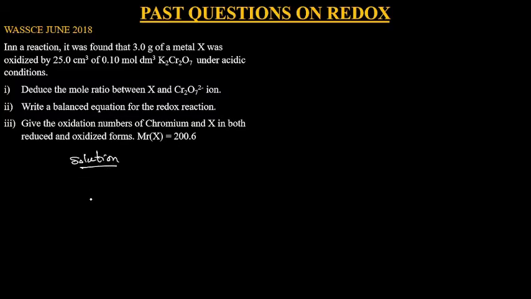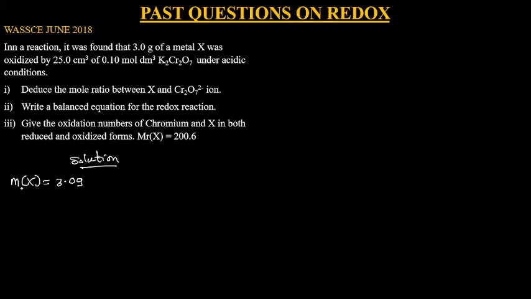All right, now let's take note of the things we have there. We are given the volume of potassium chromate. We are also given the concentration. So once you see volume and concentration, what comes to mind first? Mole. You'll be able to find the mole. And we are also given the mass of the metal. So mass of X is given to us as 3.0 grams.